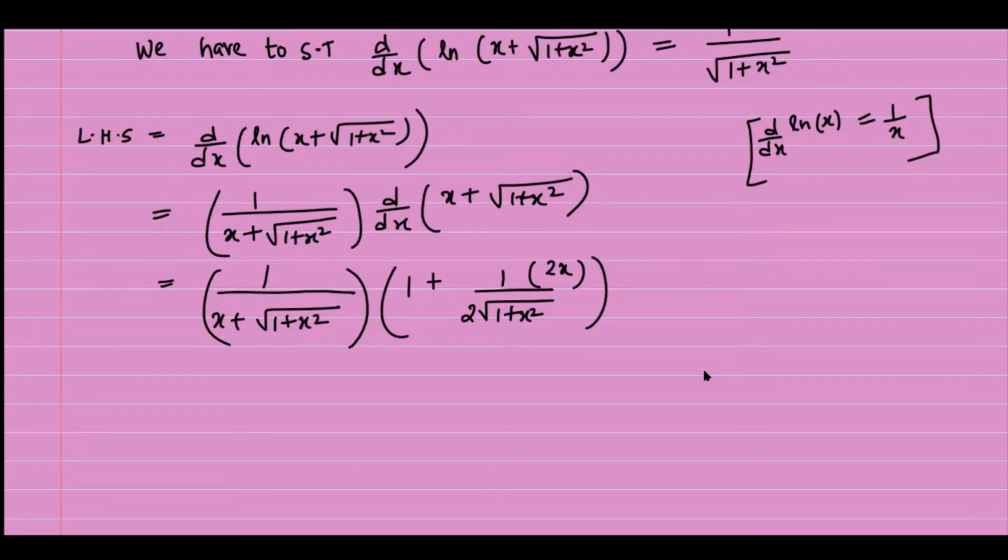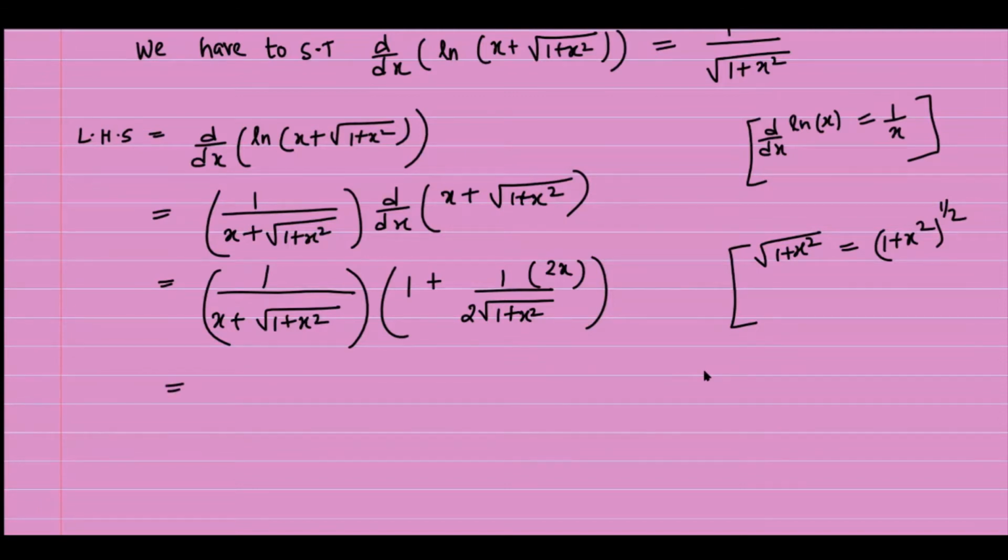Here what we did is, square root of 1 plus x square is nothing but 1 plus x square whole raised to 1 by 2. So when you find its derivative, it will be 1 by 2 into 1 plus x square whole raised to minus half. That's why I have written it in the denominator. So 1 by 2 square root of 1 plus x square into derivative of 1 plus x square, so it is 2x. So we got this.